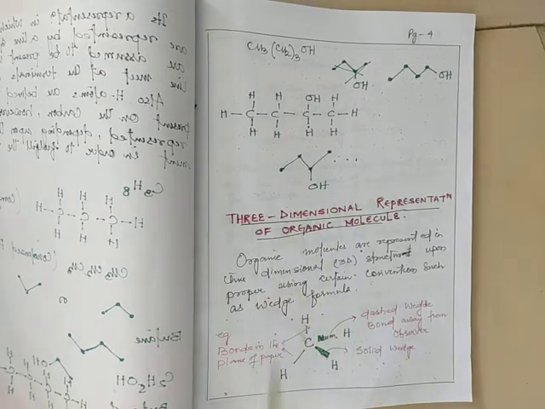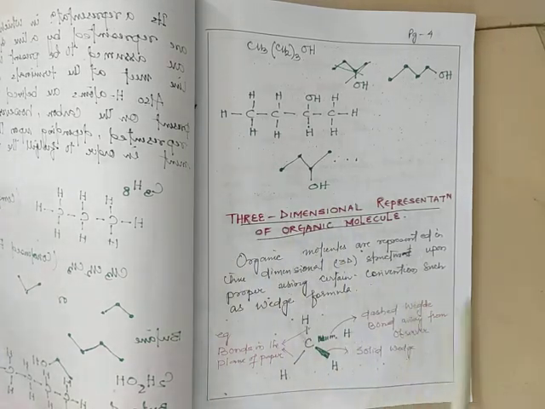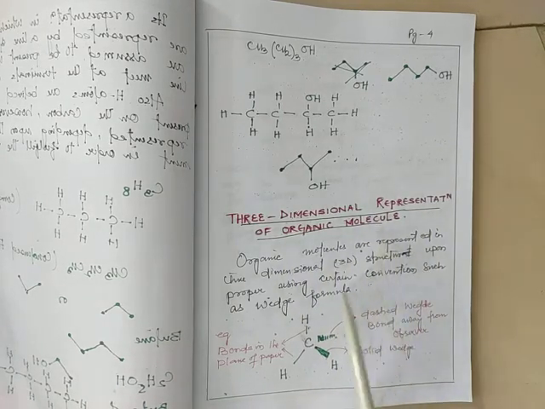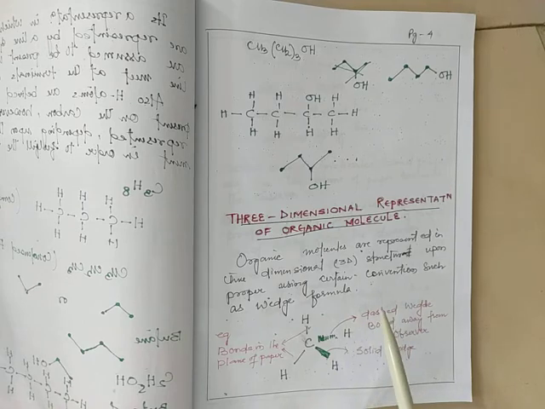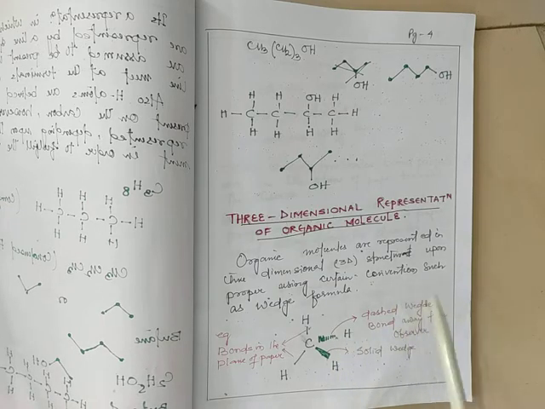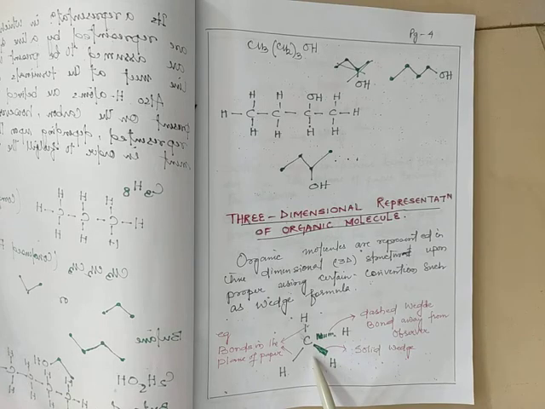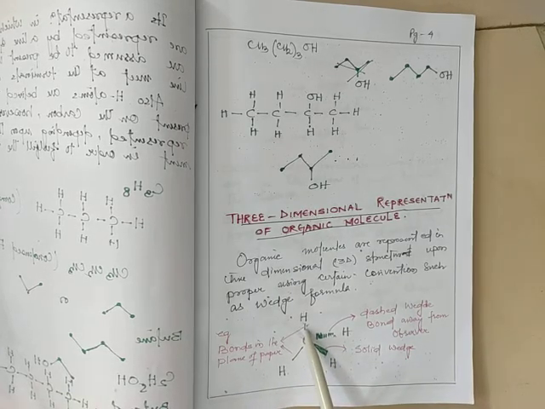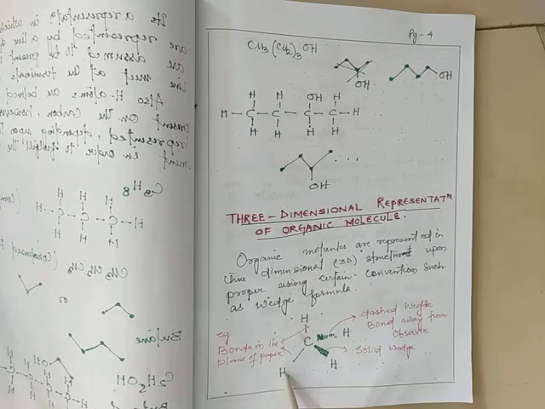So the next is 3-dimensional representation of organic molecules. Now here in this way, whatever structure we study, that structure is actually a 3-dimensional structure only. Now here this is methane. So in this methane, this one, dash, we are using connected with hydrogen, another one hydrogen.